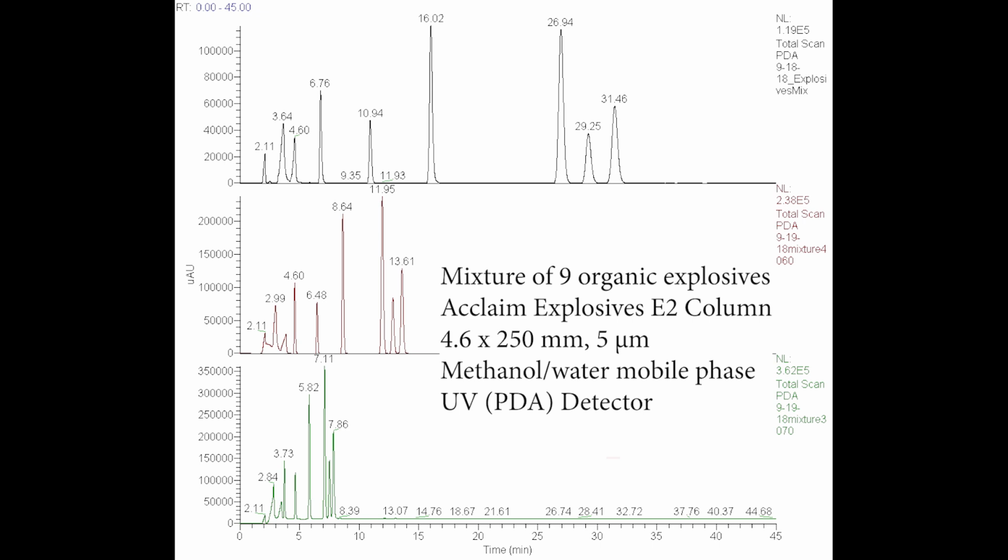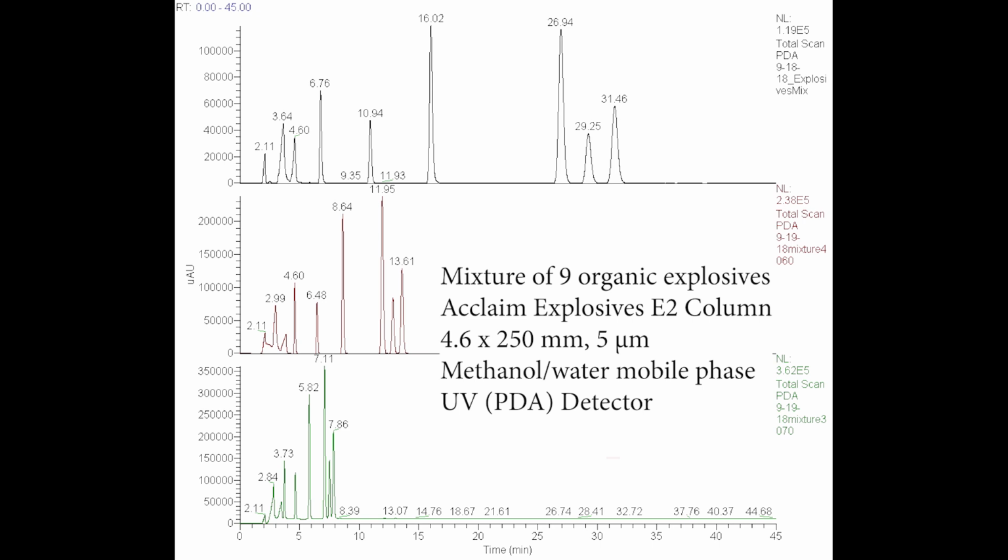So here we have, this was done in our instrument a couple years ago. I made a mixture of 9 explosives. It's on a column specifically made for explosives. It's the Acclaim Explosive Z2, 4.6 millimeter inner diameter, 250 millimeters long, 5 micrometer particles. And I used a methanol water mobile phase.